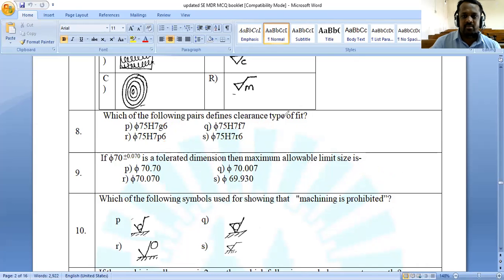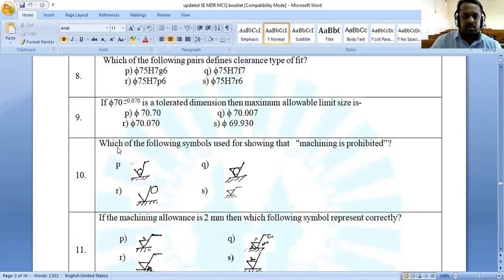Next, which of the following symbols is used for showing that machining is prohibited? Yes, already we have taken this. Tell me. Machining is prohibited. First.